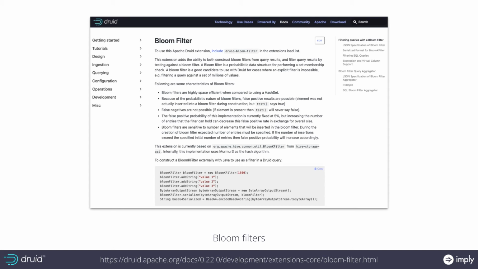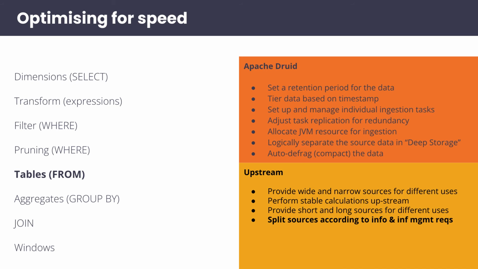One final thing out there, if you do a lot of in statements, do go and check out Bloom filters. Now, data sources in Druid are the from clause. Well, they're called table data sources technically in Druid, and there are other types of data sources as well. Table data sources encapsulate some really interesting configuration and functionality, like, for example, that's where we set the retention periods, it's where we set the task replication, it's where we set up configuration for automatic compaction or defragmentation to us old boys and girls. So that means upstream you might split sources according to different information and information management requirements.